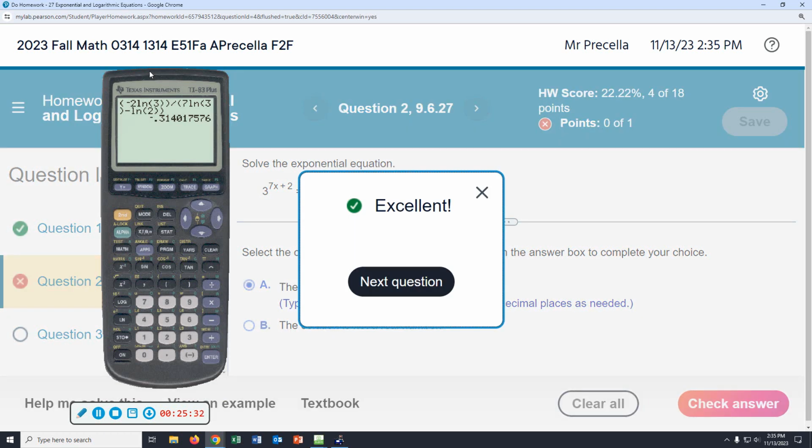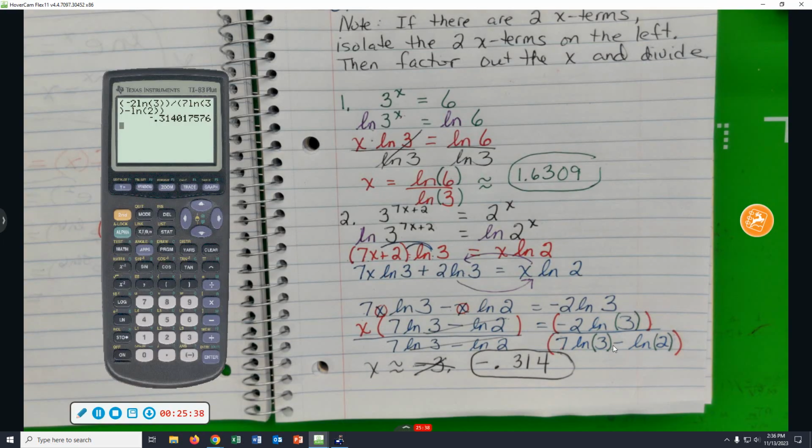Now, just to try to convince you that what I'm saying is right, that you've got to have those 2 parentheses right here, I'm going to punch it in without those 2 parentheses. If I had negative 2 ln 3, I just put 1 parenthesis there, divided by parentheses, 7 ln 3. What if I had to close this parenthesis? Minus ln 2, close, whatever. You know, it gave me an answer, but it's not the correct answer.